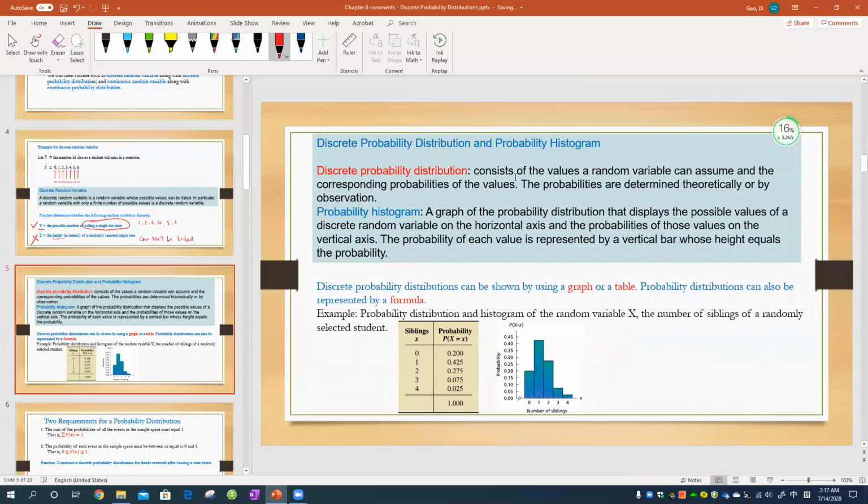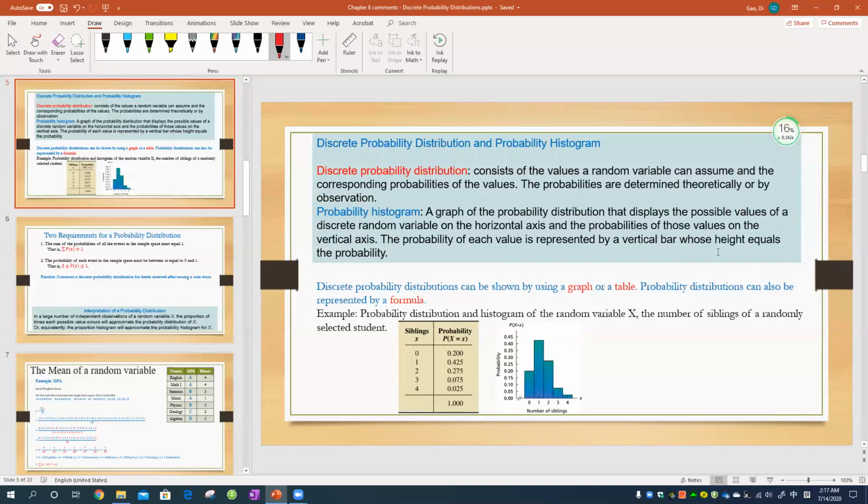Then we're going to look at discrete probability distributions. A discrete probability distribution just presents the random variable's possible values and the corresponding probabilities. And the probability histogram is just like the histogram we saw in previous chapters, and the y-axis represents the probability or the chance.